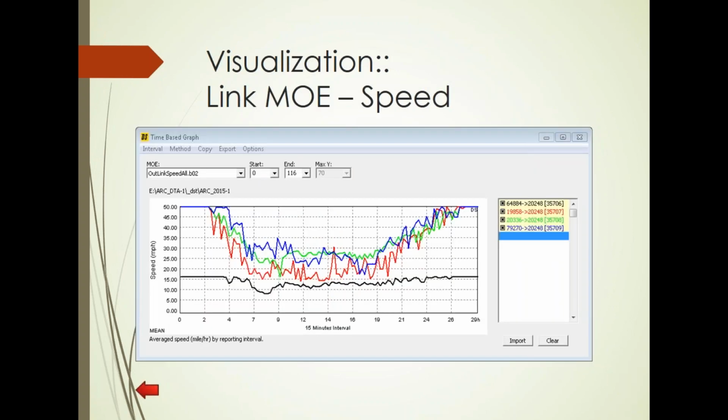This is a speed plot. Again, for the sensor links that we selected, you can look at their speed profile over the entire day. And obviously some are freeway links with speed drops during the day. Some are arterial links that consistently maintain a slower speed.